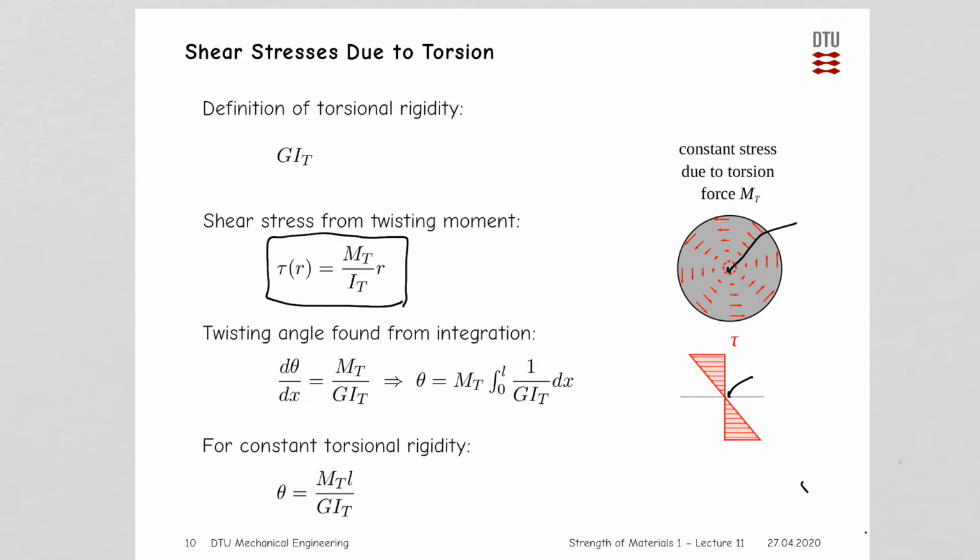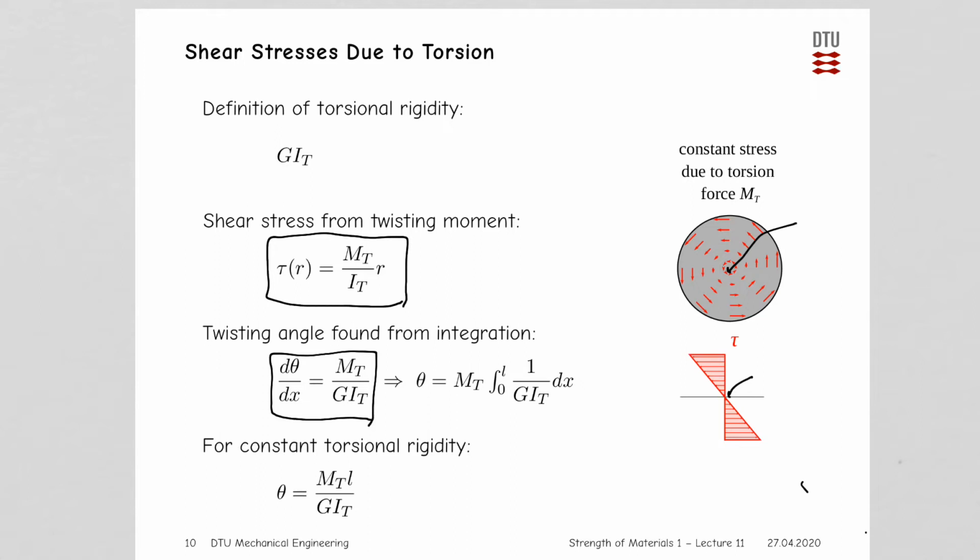The final thing that we can now do is, from the moment and from the quantities that we have computed, find out what is the final twisting angle that we get when we apply a certain moment. Putting the expressions together, we get this connection, which we can then integrate to find the final theta, that is the final twisting angle at the end of our rod.